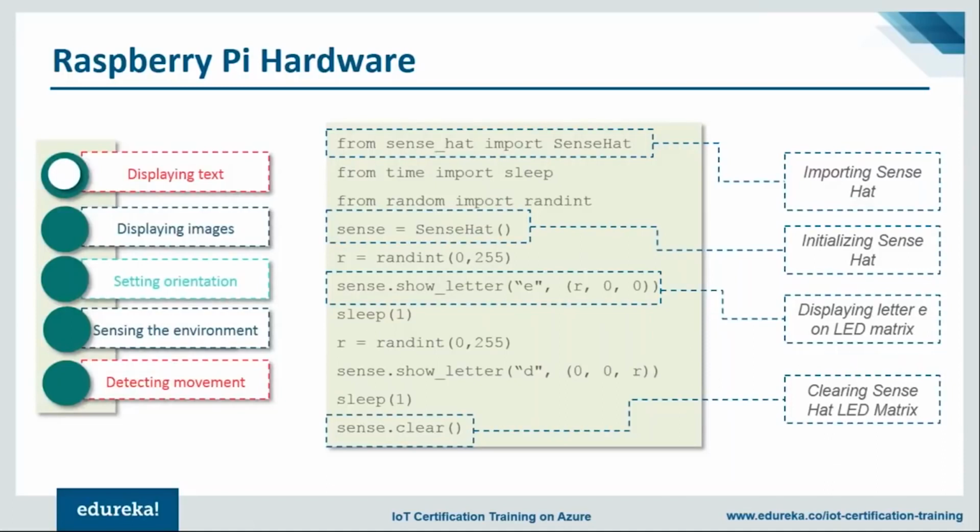Then I'm using a Sensat function which is show letter, and I'm specifying which letter it needs to show, and the color combination. These are the RGB values present here. It's going to show the letter E with a random color. Then it's going to sleep for 1 second, generate a new random integer, and then show D. Again it will sleep and then it's going to clear. Let me show you this practically.